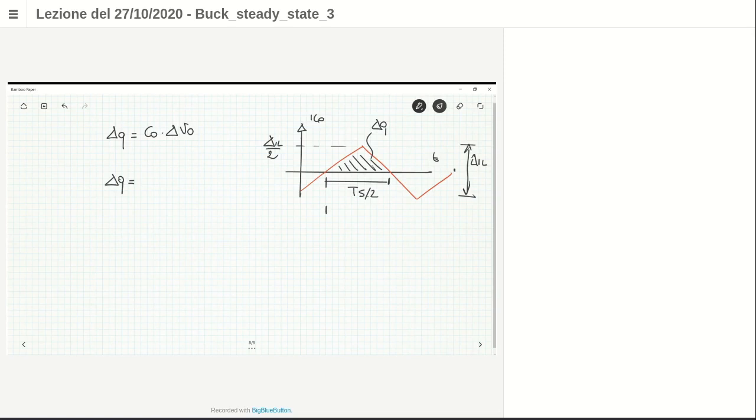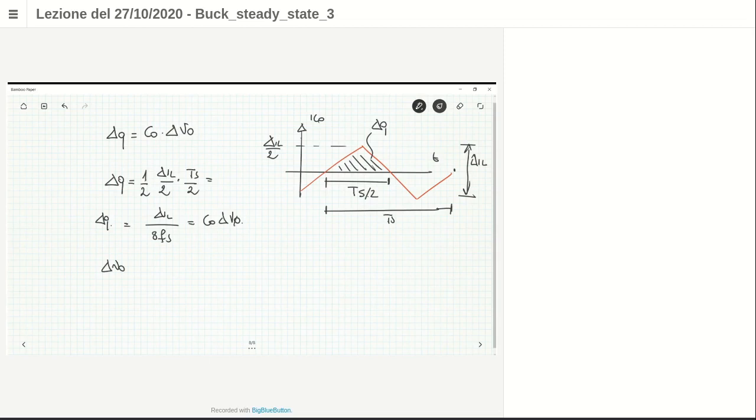Ds is the interval that we have here. The positive part is exactly half the period, because there is no DC current. So in this condition it happens: 1/2 of the height multiplied by the base. So this is delta IL over 8Fs. This is the variation of the charge, which is also equal to C naught times delta V naught.